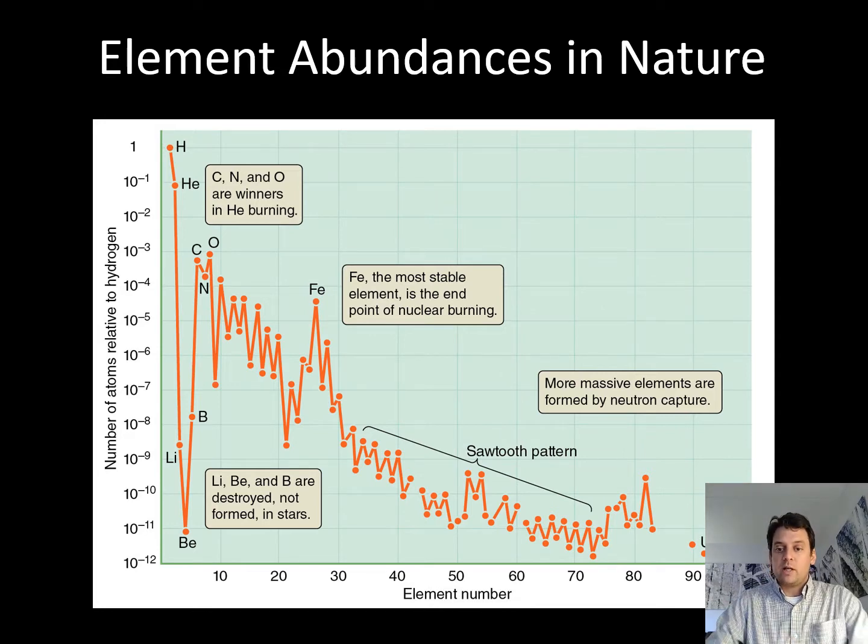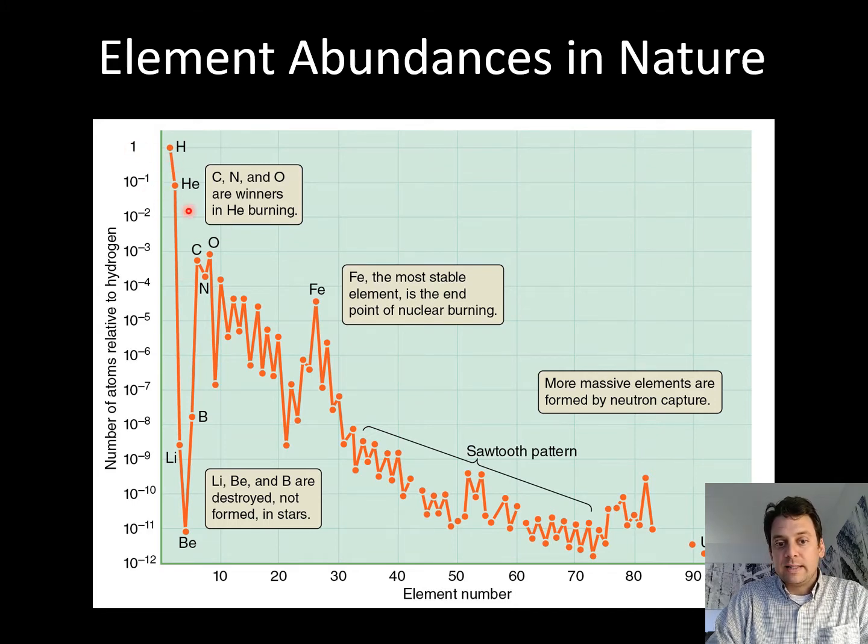And when you do those calculations, you get a plot that looks like this. On the vertical axis, you have the number of atoms relative to hydrogen. Hydrogen is 1 by definition. And then the question is, how much helium do you have? Well, it's about 10% of hydrogen. So it's down here at 10 to the minus 1.